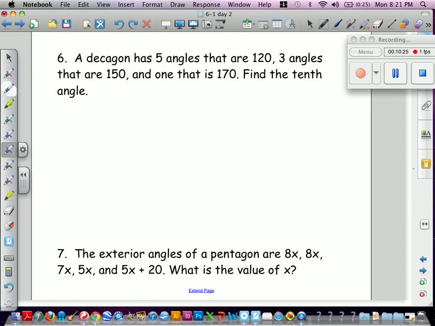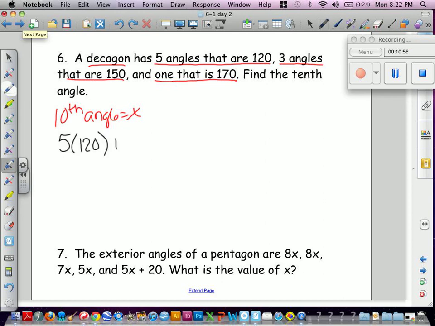Number 6, you have a decagon, and you're given 5 of the angles are 120, 3 of the angles are 150, and 1 of them is 170. You need to find the 10th angle. So I'm going to call the 10th angle x. I'm going to add up all of my angles, using the sum of the interior: 5 times 120, 3 times 150, 1 that's 170. I don't know my 10th one, I call it x.